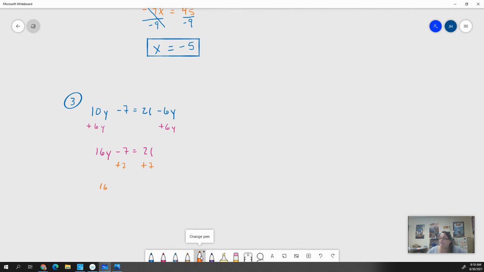And I would get 16y equals 28. Didn't we just have 28? 28, just something before. Now, the only thing left being done to our letter y is 16 is being multiplied to it. Does anyone know how to get that 16 off that's being multiplied to it?